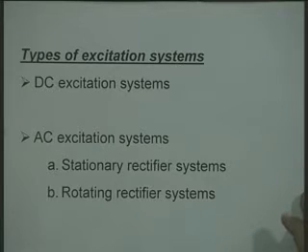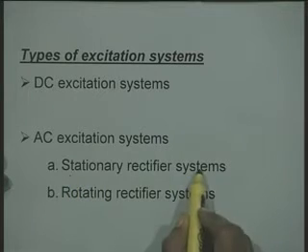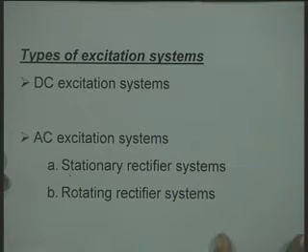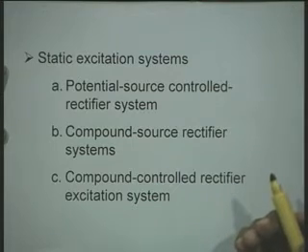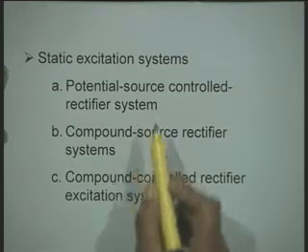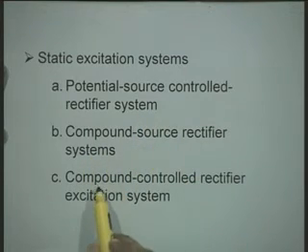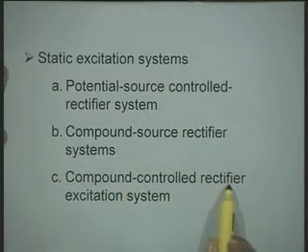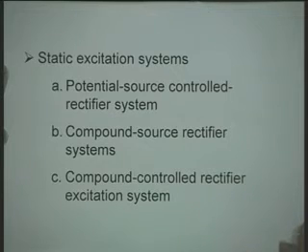In the 1960s, the DC excitation system was superseded by AC excitation systems. In AC excitation systems, we have two different types: stationary rectifier systems and rotating rectifier systems. While in static excitation systems, we have different types of arrangements. One is the potential source controlled rectifier system, the second is the compound source rectifier system, and the third is the compound controlled rectifier excitation system.